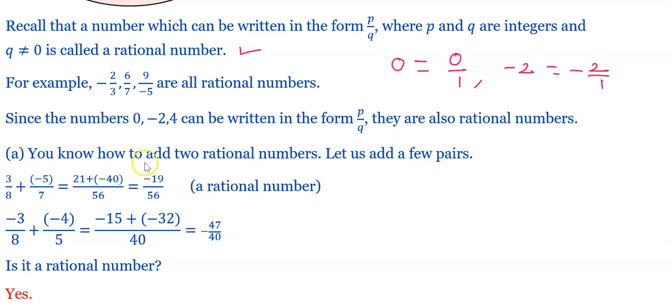You know how to add two rational numbers. Let us add a few pairs. 3/8 plus -5/7, if you add it with cross multiplication, you will get -19/56. Then -3/8 plus -4/5, if you add it with cross multiplication, you will get -47/40.